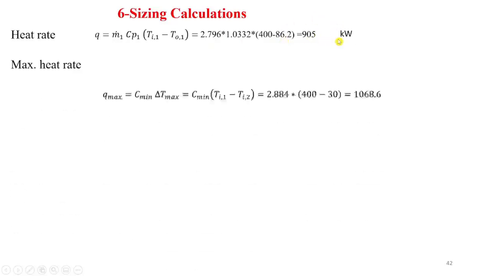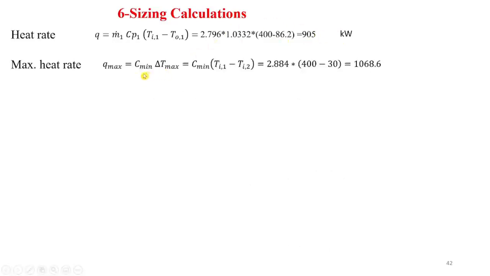And the maximum heat rate, actually it can be found from the well-known expression, which says that Q max equals C min multiplied by delta T max. Delta T max is the difference between the two inlet temperatures of the two streams. With this substitution of the values, the inlet temperature 400 for the hot fluid and the inlet temperature for the cold fluid is 30. This will give 1068.6 kilowatt as the maximum rate for this heat exchanger. If you divide Q by Q max, you get what we call the effectiveness of the heat exchanger, which is going to be 0.848 for this type of heat exchanger.